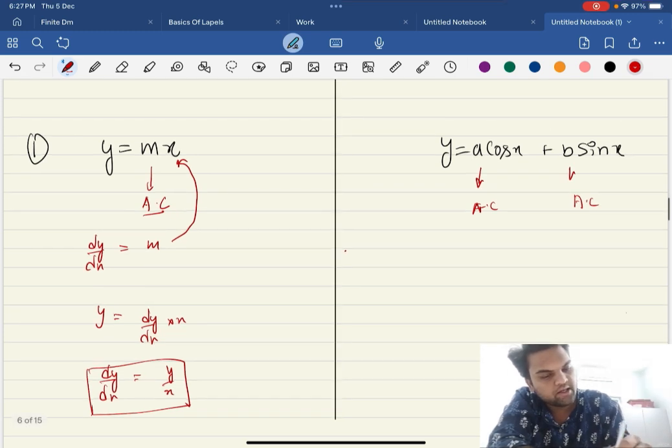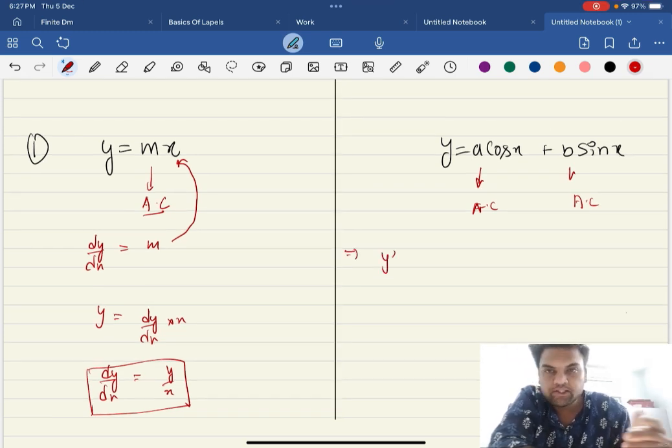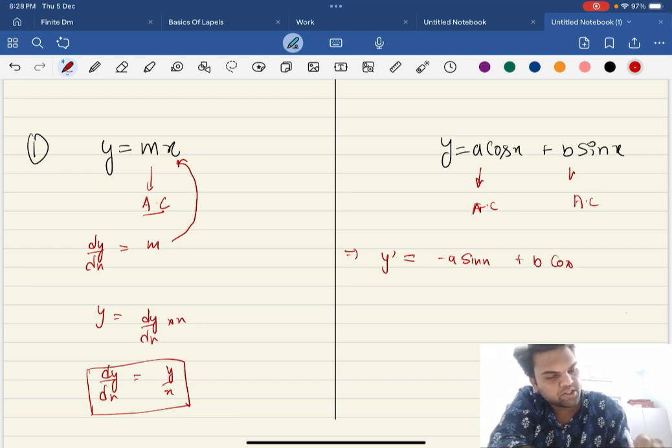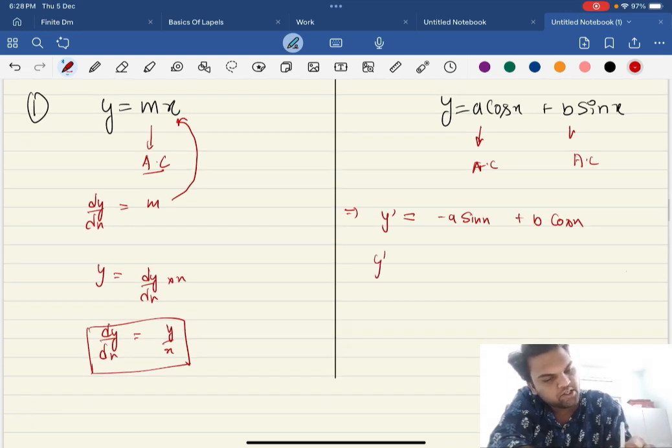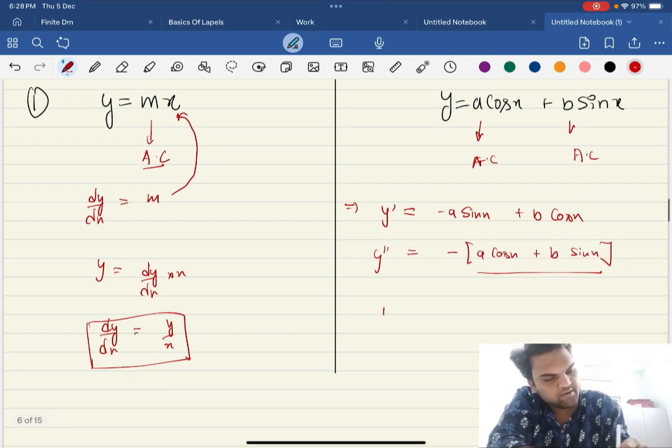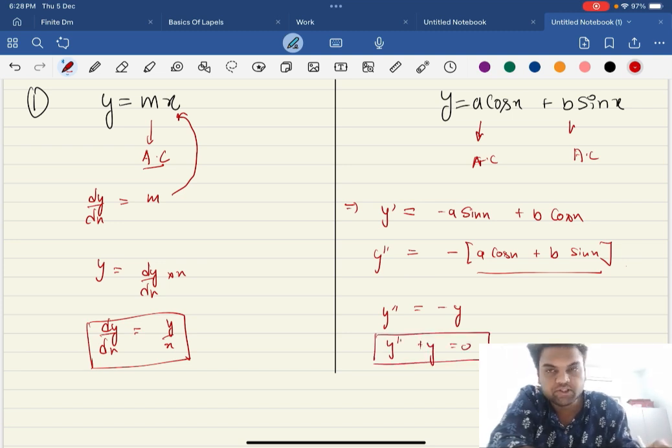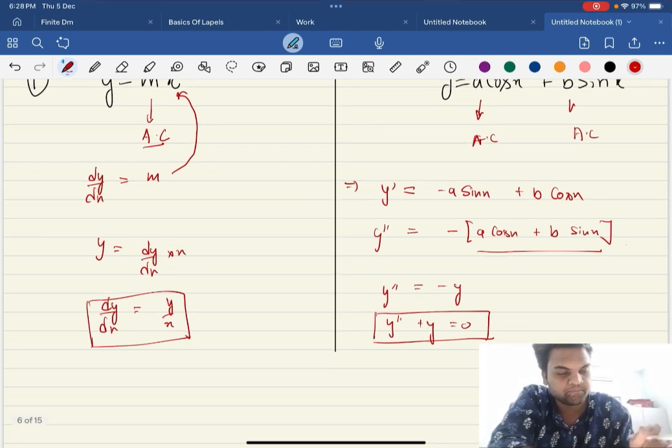Now if we look here, differentiate this. y dash is nothing, just dy over dx. It is a matter of representation. It equals minus of a sin x plus b cos x. Now again differentiate this equation. Now minus of a cos x plus b sin x. Now this is nothing but y. So y double dash equals minus y. So y double dash plus y equals 0. This is the required differential equation of the given equation, in which arbitrary constants are not present.